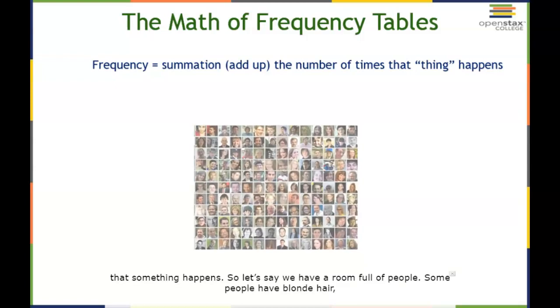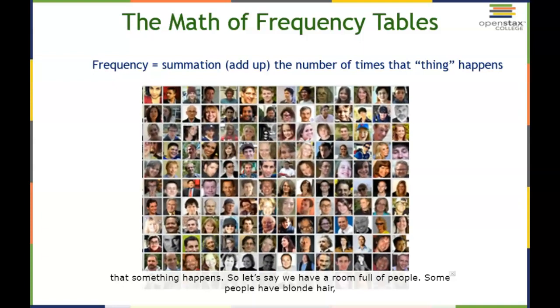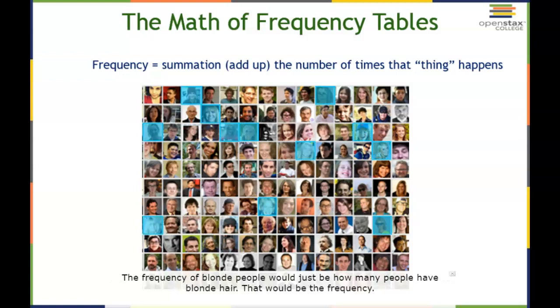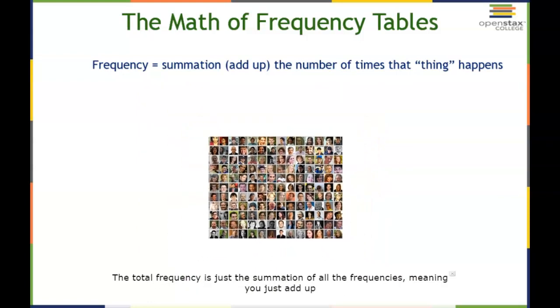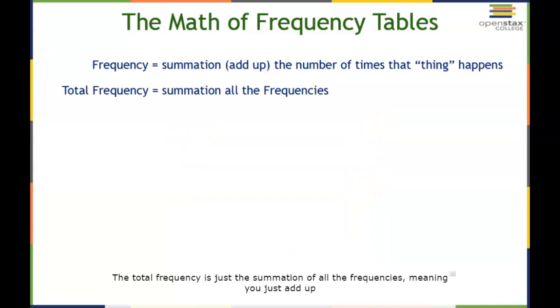So let's say we have a room full of people. Some people have blonde hair, some people have red hair, some people have brown hair, and some people have blue hair. The frequency of blonde people would just be how many people have blonde hair. That would be the frequency. The total frequency is just the summation of all the frequencies, meaning you just add up all the frequencies. Let's say for that example of blondes, brunettes, redheads, and blue-hairs, it's just how many total people are in the room. That's the summation of all the frequencies.